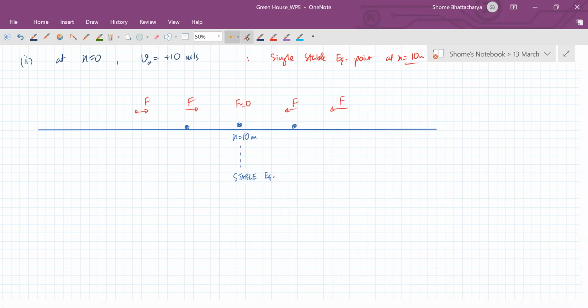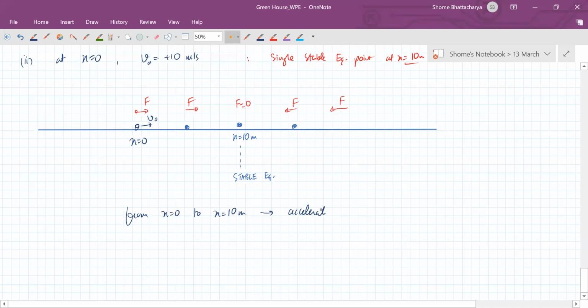Okay, so if our body started from x equal to 0 with an initial velocity v0, you can see from x equal to 0 to x equal to 10 meters, it will accelerate. So it will have a larger value of v here. You can see that v1 will be greater than v0. And by the time it comes to x equal to 10 meters, it will have the maximum speed. But from x equal to 10 meters onwards, it decelerates.